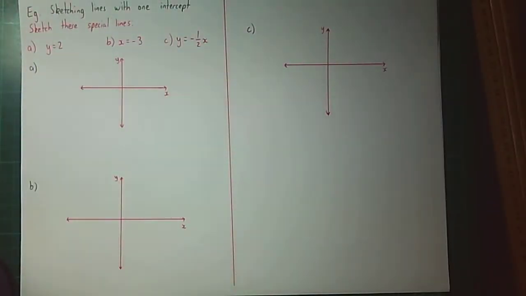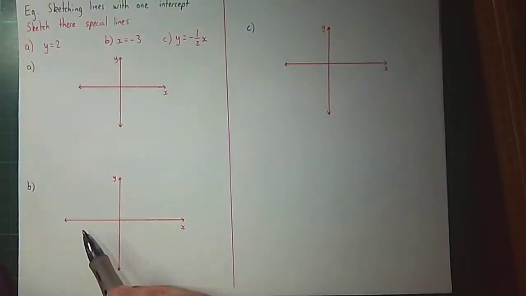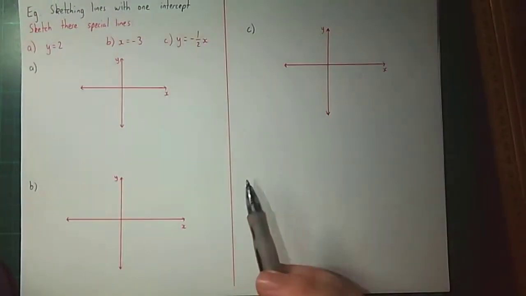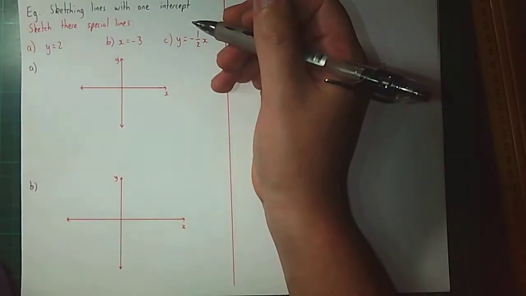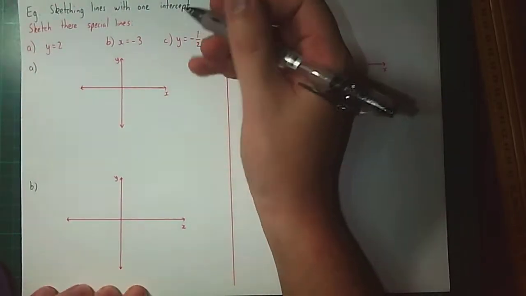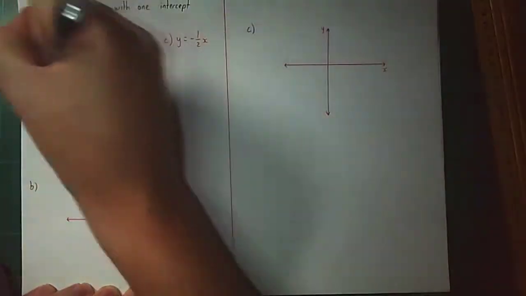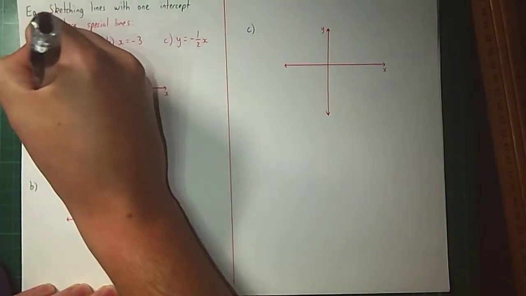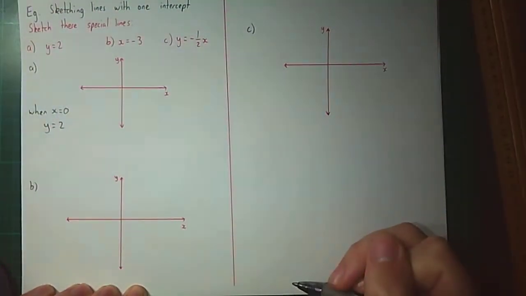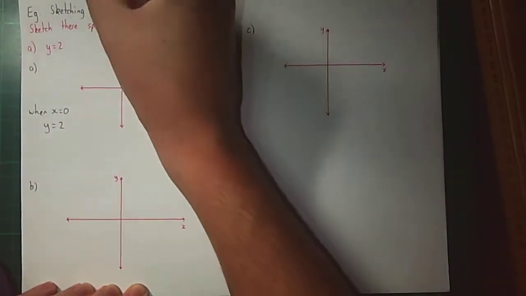Our final example is sketching lines with one intercept. Okay, so for this situation, we've got y equals 2. It says sketch these special lines. You'll see why they're special in a moment. When y equals 2, okay, this is where it gets a little bit different. If we go over the same ideas that we're doing before, to find the y-intercept, when x is 0, well, in this case, y will still be 2. Okay, so that means that the line's going to cut the y-axis at y equals 2.